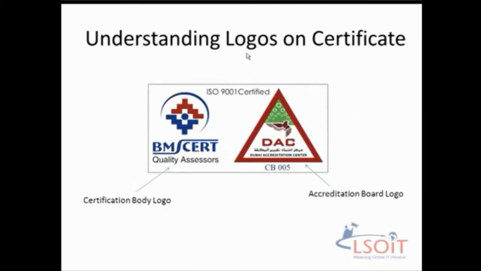Now let's understand the logos on a certificate. All certificates normally have two logos. The first logo is for the accreditation board and the second logo is for the certification company. So your certificate should bear a combination of these two logos. For example, DAC, Dubai Accreditation Center, and the certification body is BMS Cert.